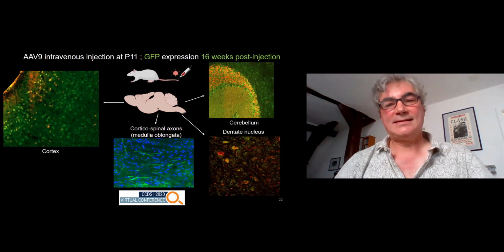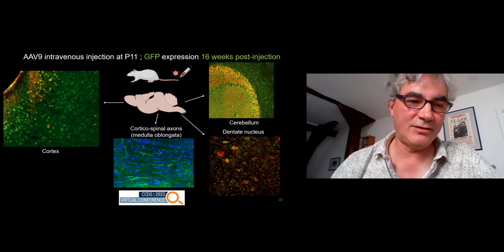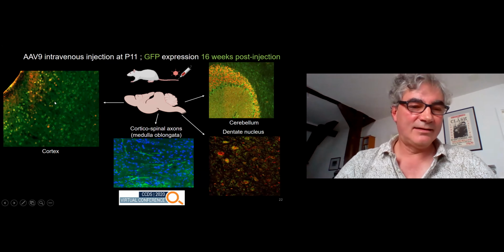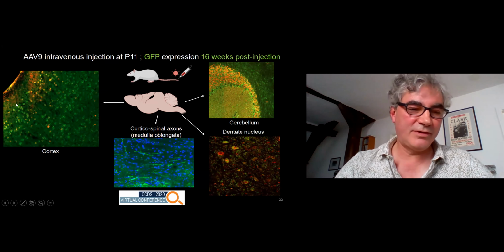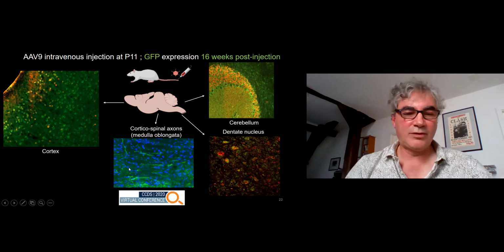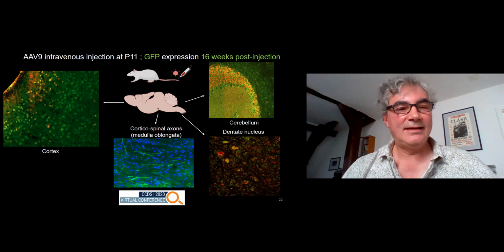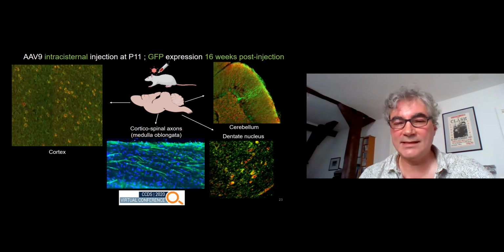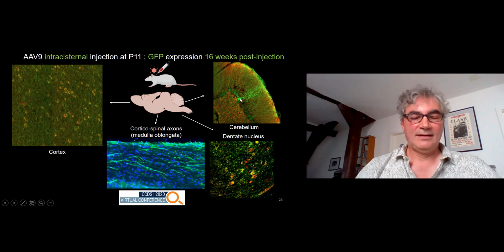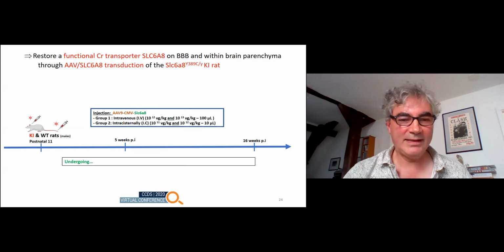And then 16 weeks post-injection, so 4 months post-injection, the same experiment, intravenous injection. You see 4 months after the injection, we see very well the GFP expression in the same regions as the ones that were observed at 5 weeks post-injection. This is intravenous, and this is intracisternal, and it's the same. You see here a nice Purkinje cell that is transduced by the virus. So let me stop here.